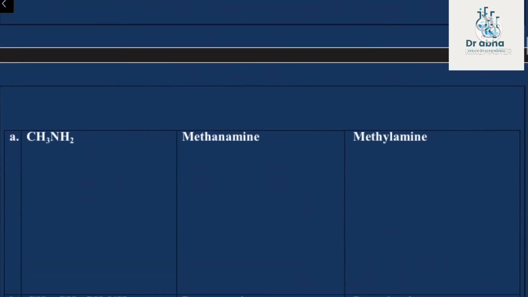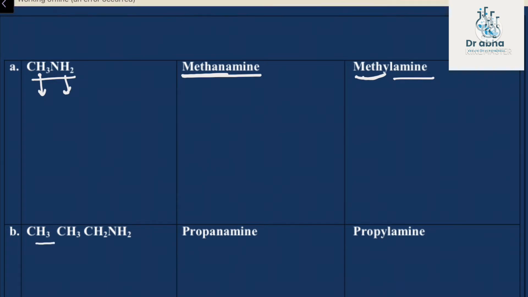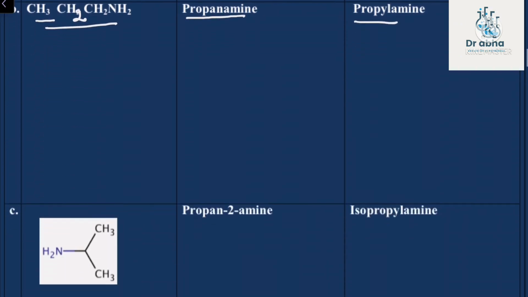Let's do some examples. Very interesting examples. Okay, so CH3NH2. CH3 is 1 carbon, NH2 is for amine, so alkanamine becomes methanamine, and the common name is going to be alkyl. Methyl is the alkyl name, methylamine. Next one is CH3CH2CH2NH2. So this is going to be a 3 carbon amine, which is propanamine, and the alkyl name will be propylamine.